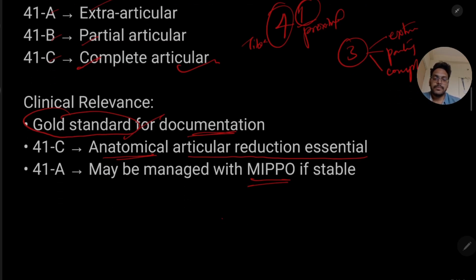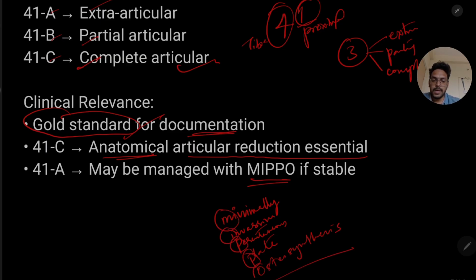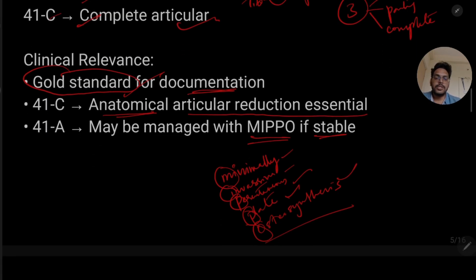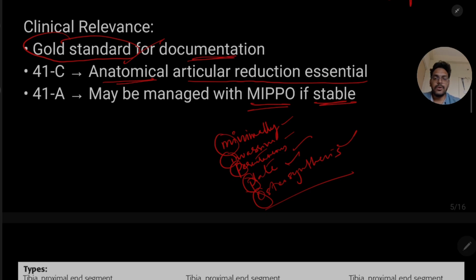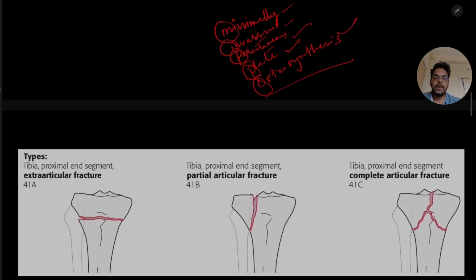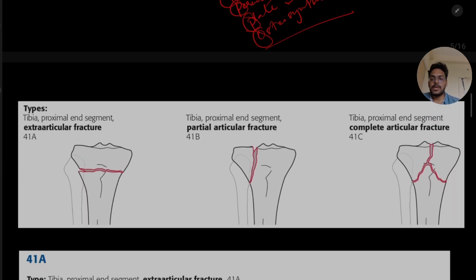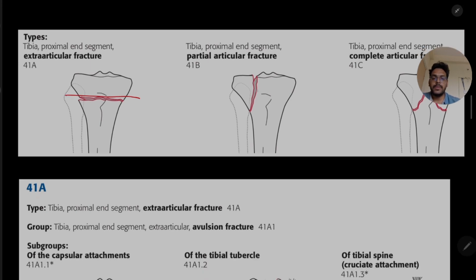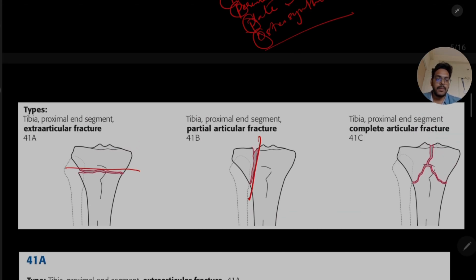Okay, what is MIPO? MIPO full form is minimally invasive percutaneous plate osteosynthesis, M-I-P-O. Okay, if it is stable, then you need not open much. You can do a percutaneous plate osteosynthesis in 4.1A. So you'll see how many classifications are there in 4.1 A, B and C. A is extra, B is partial, C is complete articular.